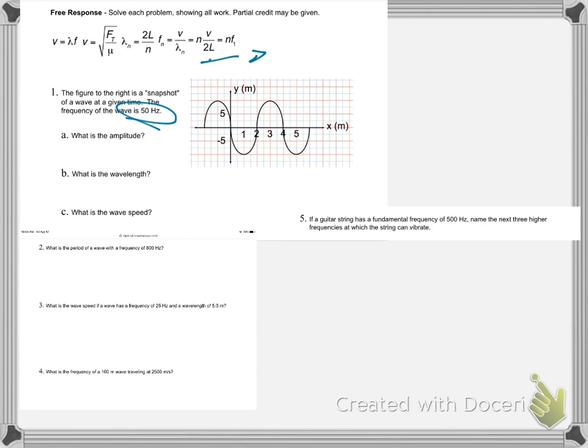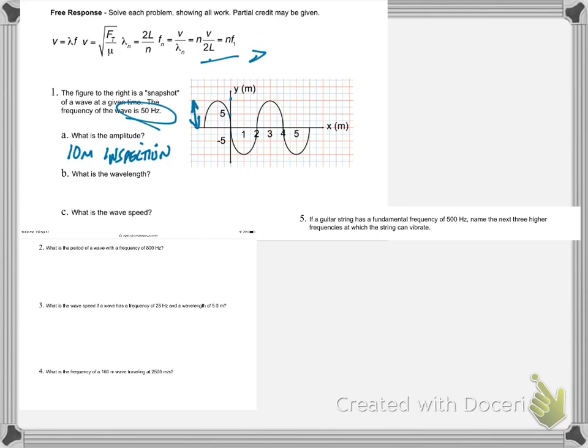Well, the amplitude is the maximum displacement of the wave particles. So the maximum displacement would be this. So if this is 5 meters, the maximum displacement would be up to the top, and it would be 10 meters. How did we get that? We got that by inspection of the graph.